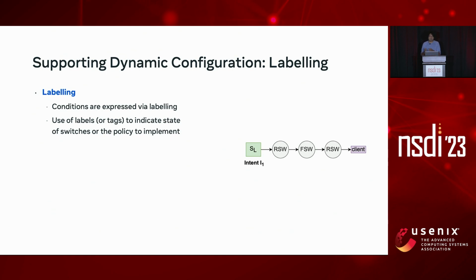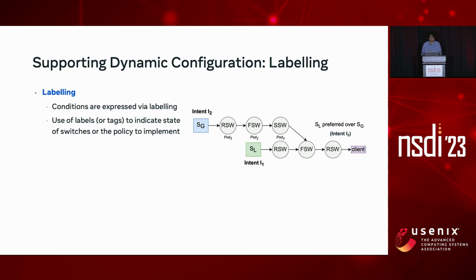Typically, conditions are expressed via labels, which indicate the state of the switch or which policy to implement. In this case, let's take the example of the state of the switch. Again, I'm representing intent 1, where the client is trying to reach the local service within the same pod, and intent 2, where the client tries to reach the global service, which is present in a different pod. Now, according to intent 3, the client should prefer the local service over the global service.